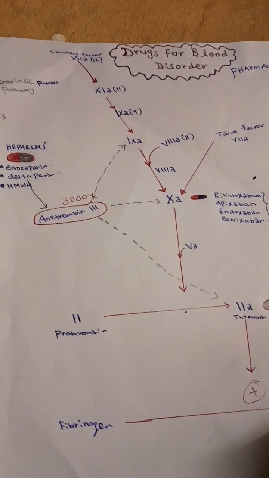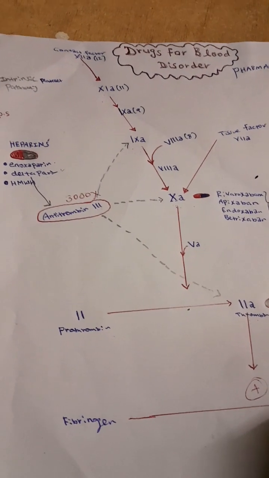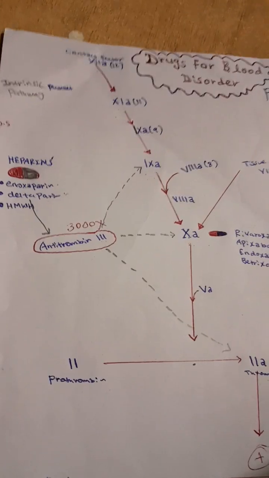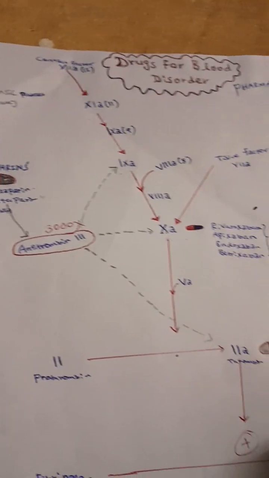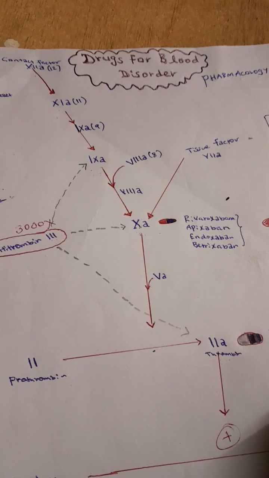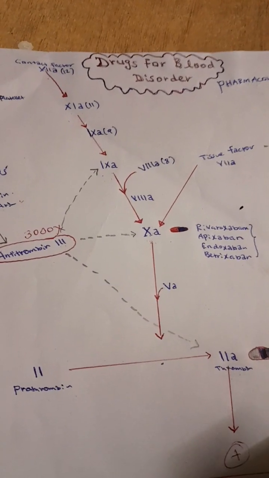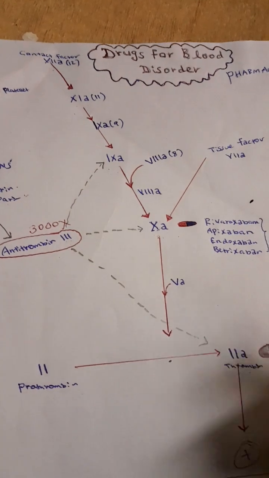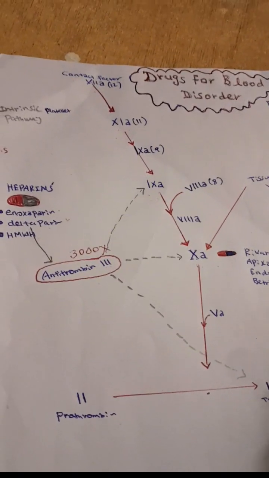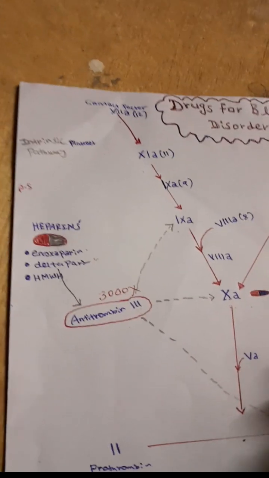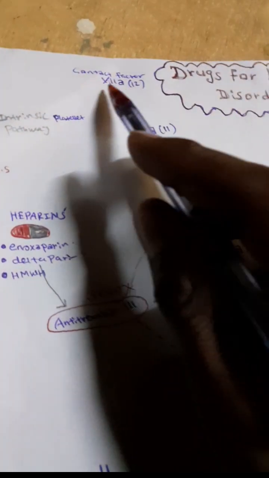This coagulation cascade is composed of two pathways. These are the intrinsic pathway and the extrinsic pathway. The intrinsic pathway is the complex one, and the extrinsic pathway is the simplest one. These two pathways come together and form the common pathway. The common pathway starts from factor 10. The intrinsic pathway starts when platelets activate factor 12.